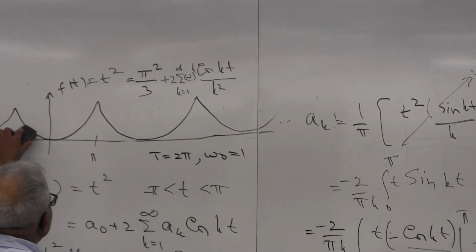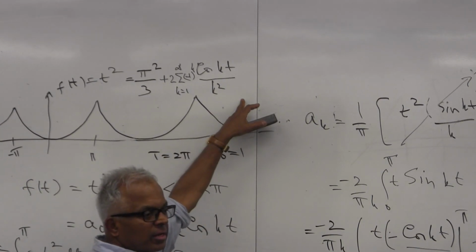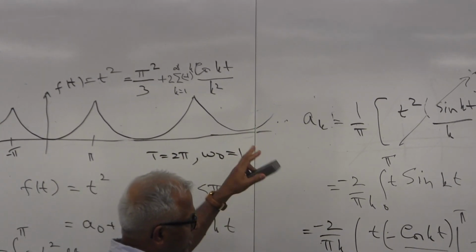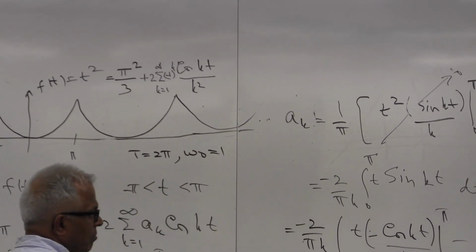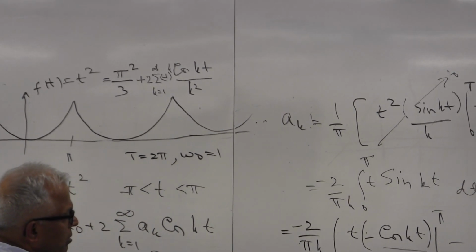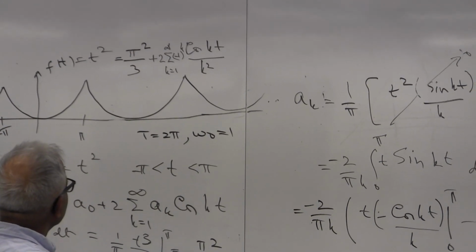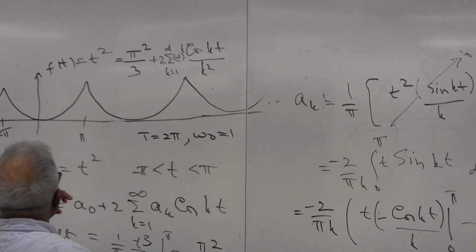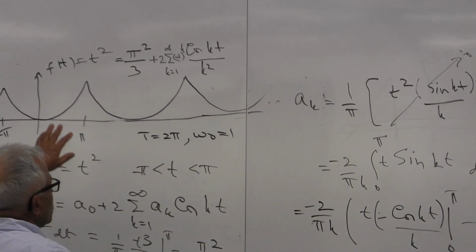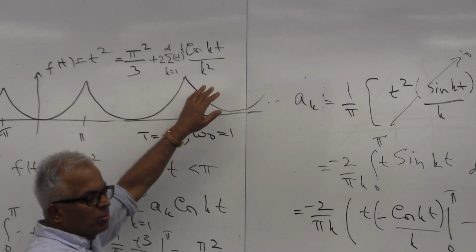So notice when this is quadratic, you get the k squared terms. For the linear terms, if you recall, you get 1 over k terms. So you can also use this to do some summations.